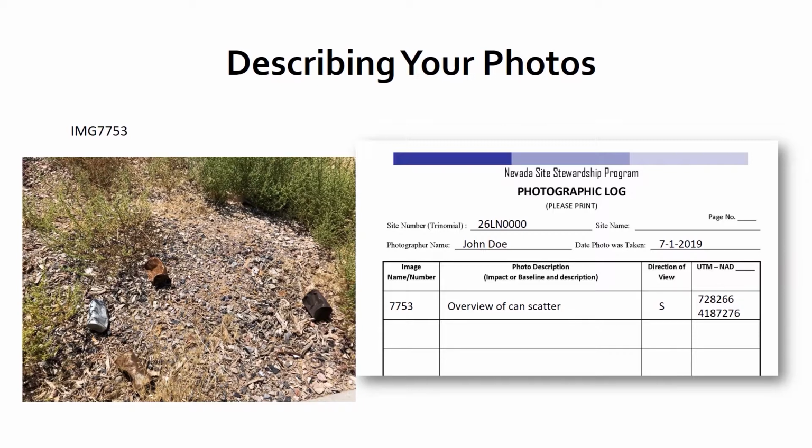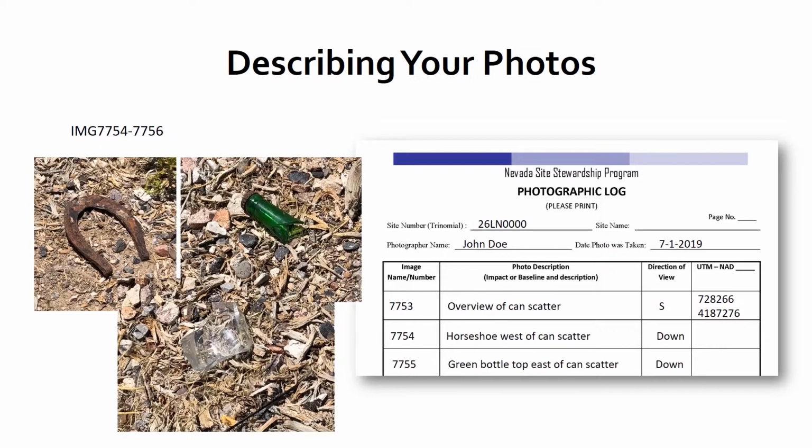Your first image is on the screen on the left. It's image 7753, and it's the overview of the can scatter at our site. And the photo is taken facing south at that coordinate. And then 3 more photos were taken of artifacts that were close to the can scatter. Photo 7754 is of a horseshoe. 7755 is a green bottle top. And 7756 is a clear base of a bottle.